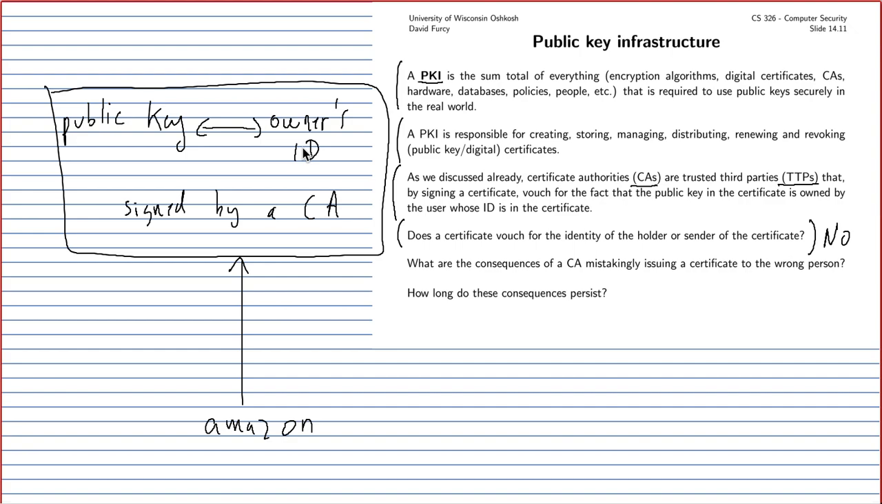So what happens if a certificate authority actually issues a certificate to the wrong person? So the consequences obviously are pretty bad. This has happened quite a few times over the years. So I pulled up an old example from 2001 when the company, the CA called VeriSign, issued some certificates for Microsoft to the wrong person.